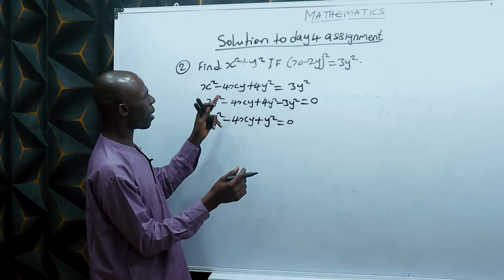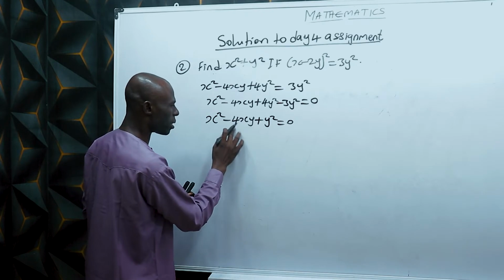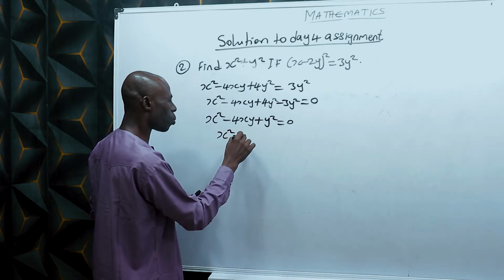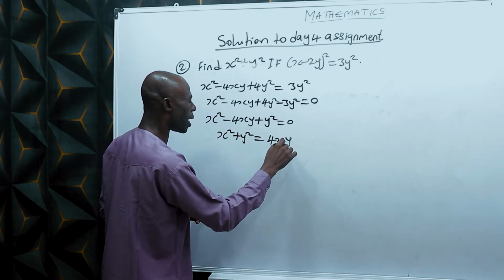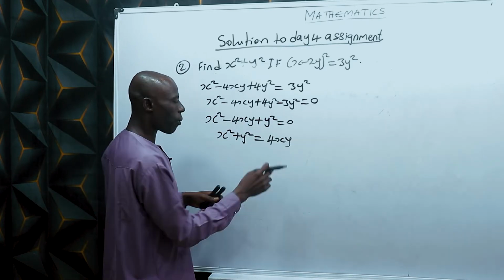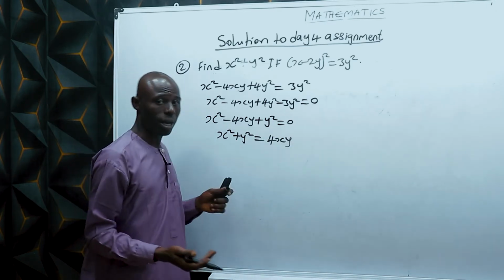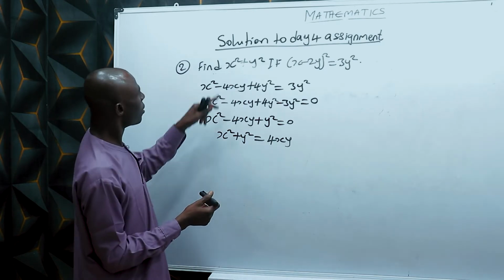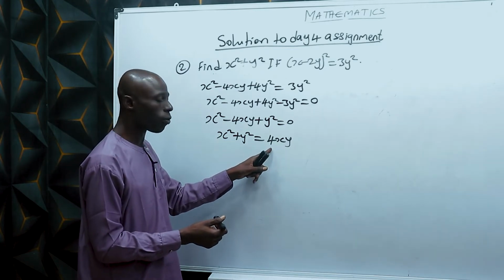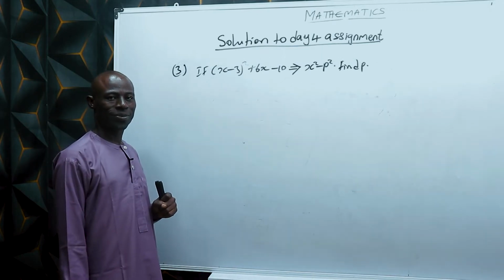Now you need x squared plus y squared to be together. That means you separate negative 4xy. So you now have x squared plus y squared equals 4xy. Because taking negative 4xy to the other side, it becomes positive. And when it gets there, you add it to the 0 you made there. 0 plus 4xy is still 4xy. So that is the answer. Find x squared plus y squared. Now answer: x squared plus y squared is equal to 4xy. That is it.